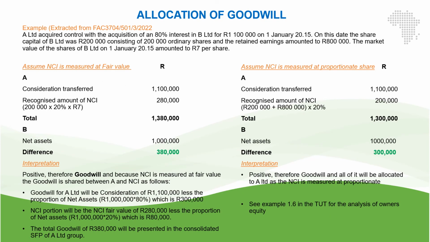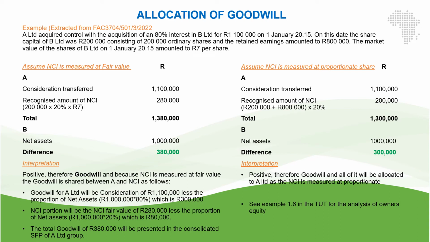Closing it off with allocation of goodwill. Let's look at the example. A Limited acquired control with the acquisition of 80% interest in B for 1.1 million on 1 January 2015. On this date, the share capital of B was 200,000 rand, which consisted of 200,000 ordinary shares, and the retained earnings was 800,000 rand. The market value of shares of B on 1 January 2015 was 7 rand per share.